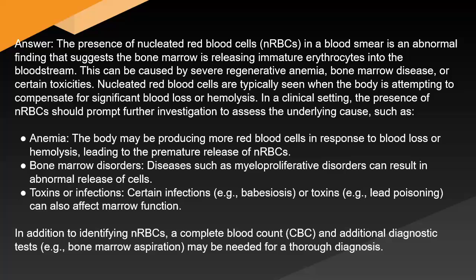The body may be producing more red blood cells in response to blood loss or hemolysis, leading to the premature release of NRBCs. Bone marrow disorders. Diseases such as myeloproliferative disorders can result in abnormal release of cells, toxins, or infections. Certain infections, e.g. babesiosis, or toxins, e.g.